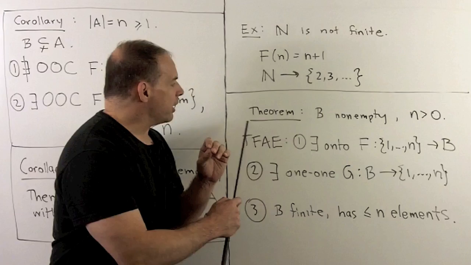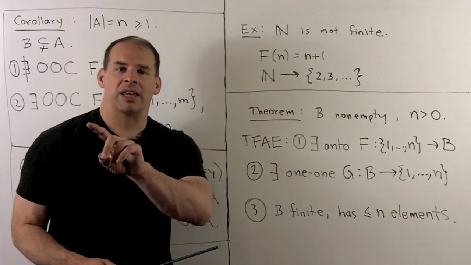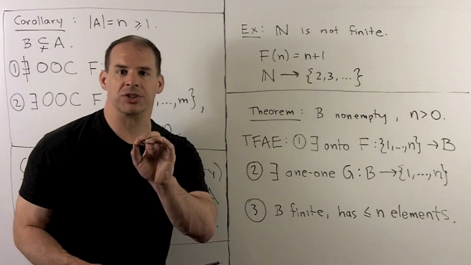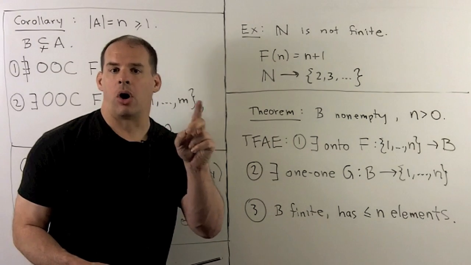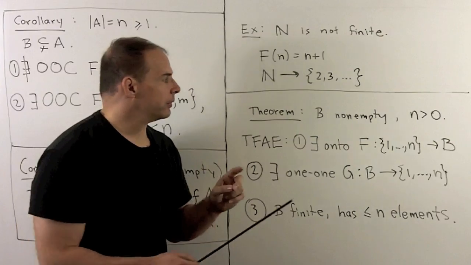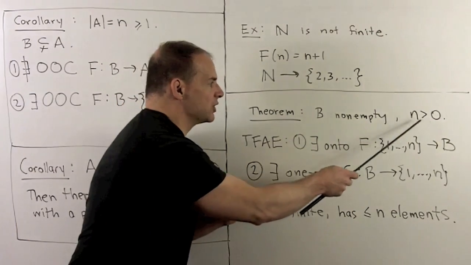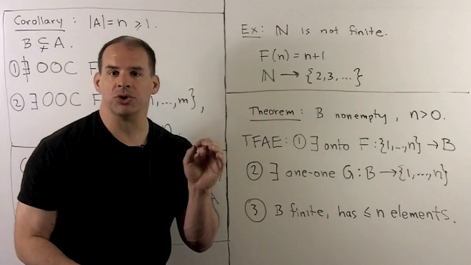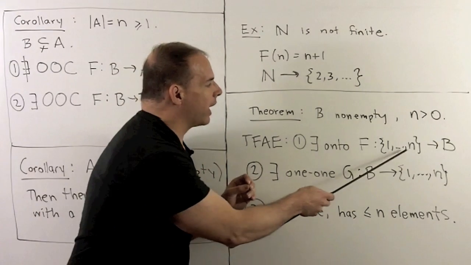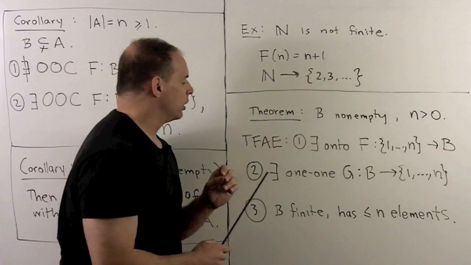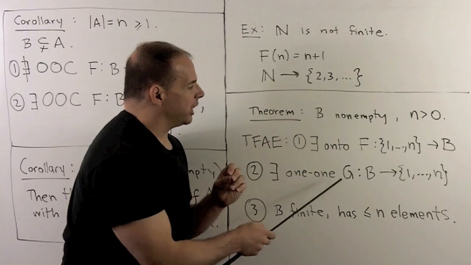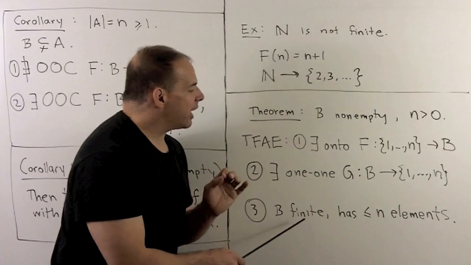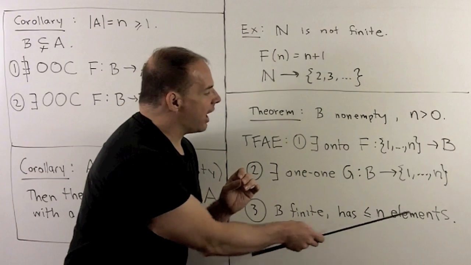Now, our next theorem is going to let us test for cardinality without actually constructing one-to-one correspondences. So it could work with either onto maps or one-to-one maps. If B is non-empty and n is a positive integer, the following are equivalent. First, there exists an onto mapping F that carries {1 through n} to B. Next, there exists a one-to-one map G carrying B to the set {1 through n}. Third, B is finite and has less than or equal to n elements.